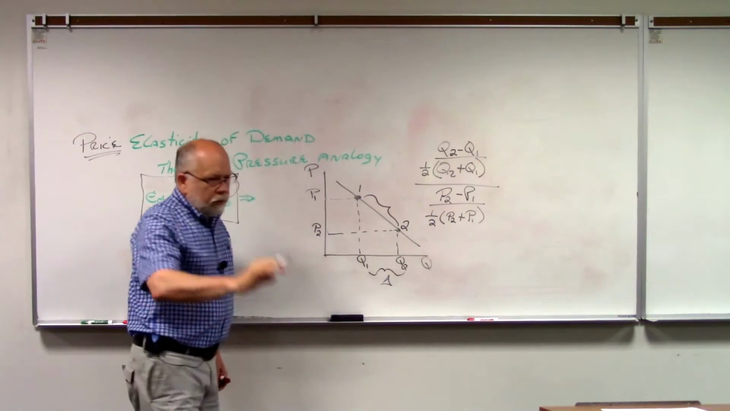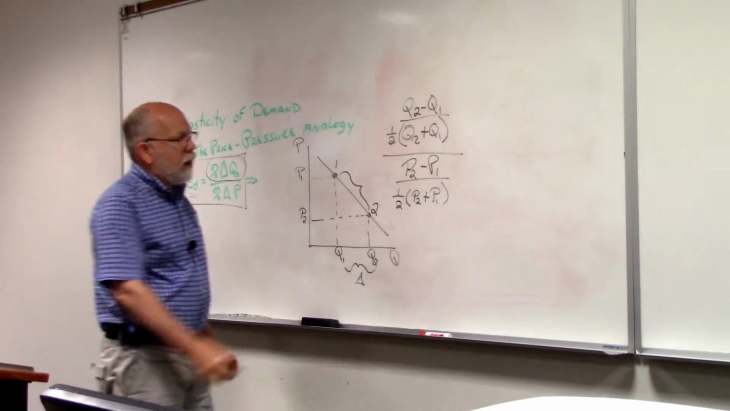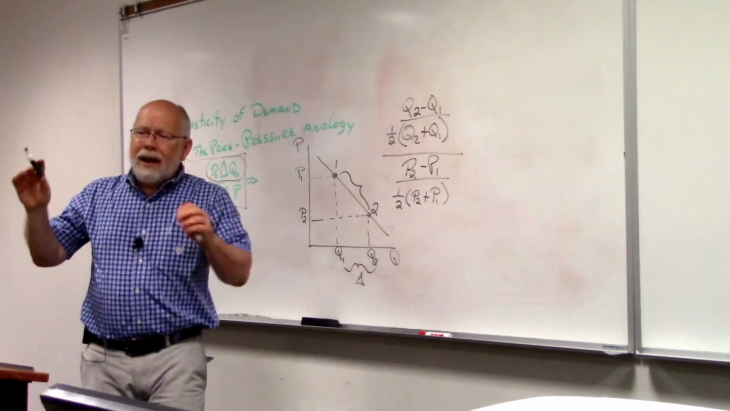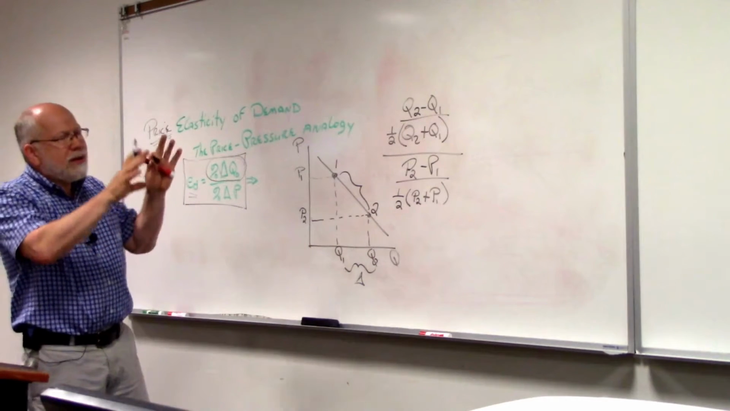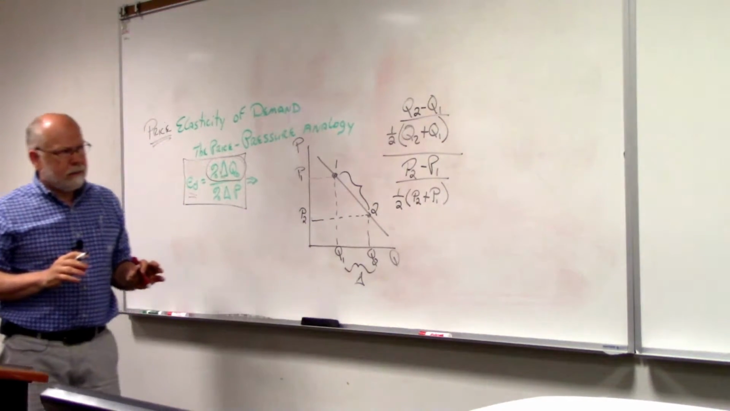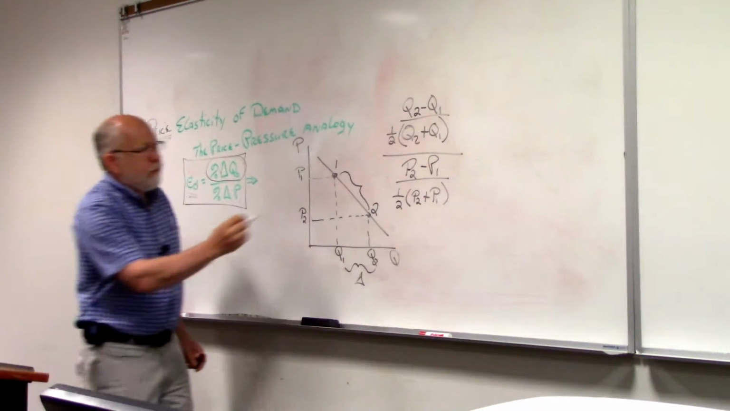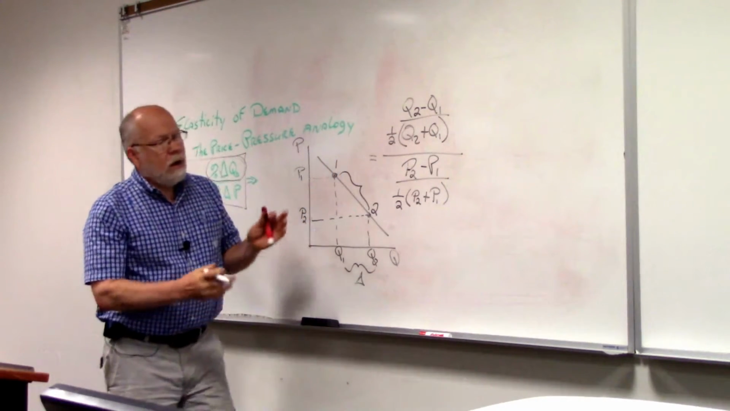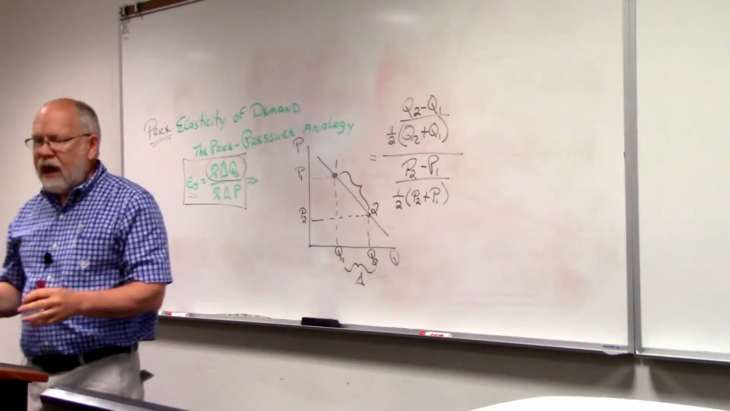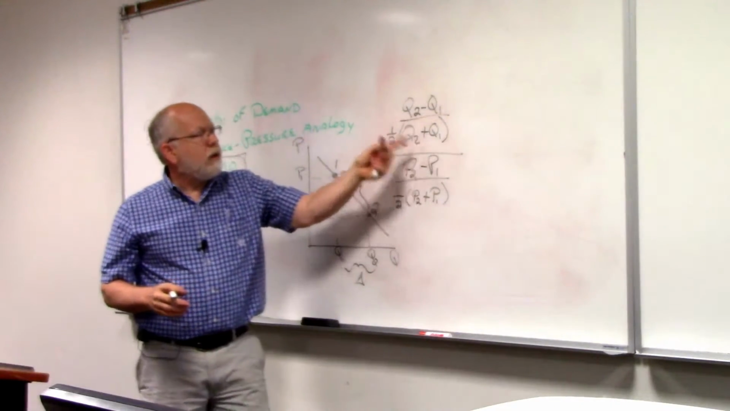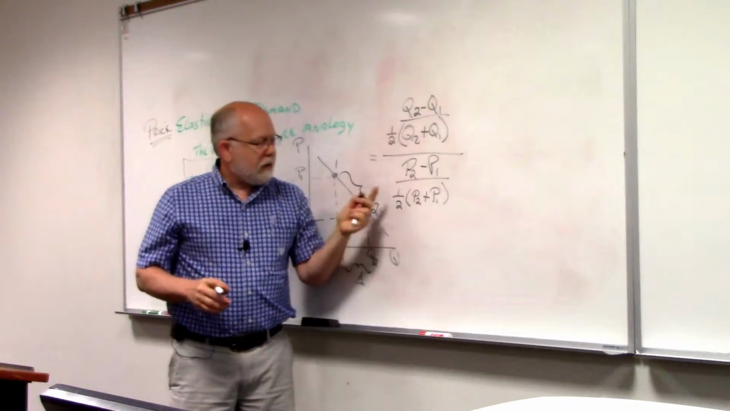Now, you smart mathematics majors out there, you already know that I could probably cancel out my 1/2s, but I'm not going to because I want to just keep the symmetry, keep the logic, just so we can see the logic of what's going on here. Now, at this point, if I just said, oh, by the way, you've got to memorize this midpoint formula of elasticity, and it's Q2 minus Q1 divided by 1/2 Q2 plus Q1 divided by P2 minus P1 divided by 1/2 P2.